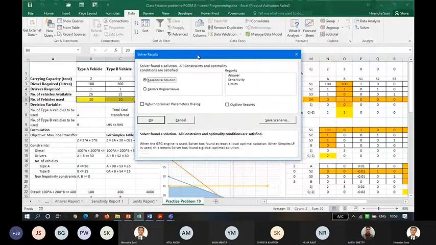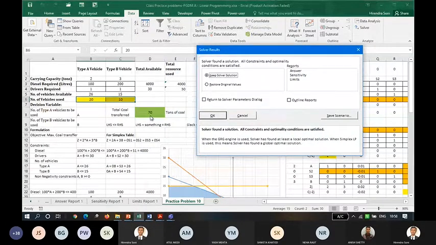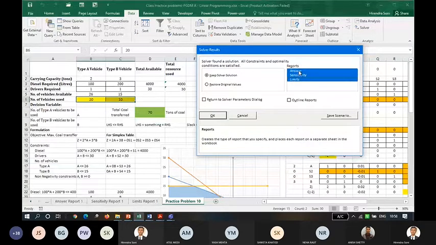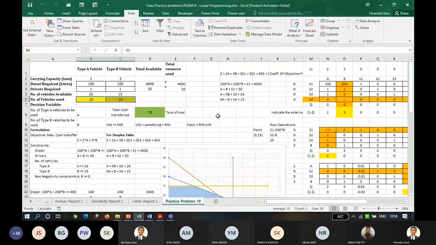Now you see, in the background it has already shown the values: 20, 10, and this has gone up to 70. Okay, I will say keep the solver solution, but I would like to see all these three reports, because these reports are going to help me in answering all those different kinds of questions. Okay, so I have already generated these three reports.